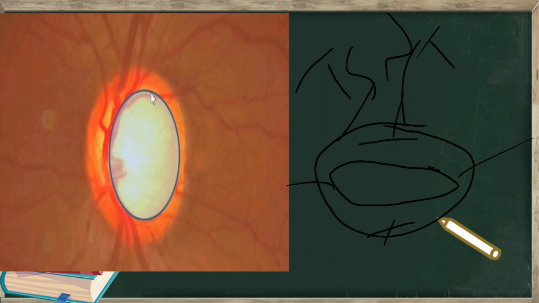But in this condition, the more crowded fibers will be affected early and more severely. So the first region to be affected is the inferior region, then the superior region, then the nasal, then the temporal. The optic cup is widened, and widening in this manner makes it vertically oval.